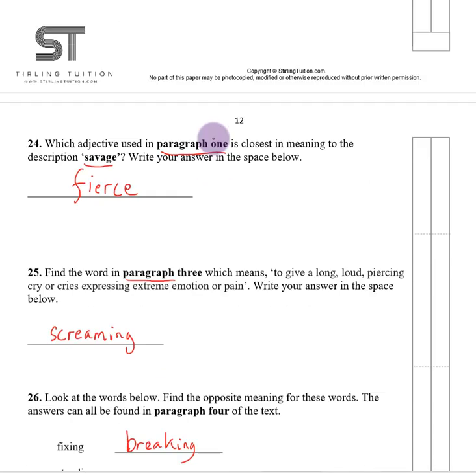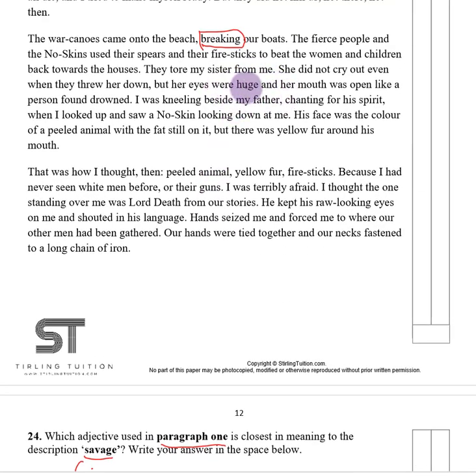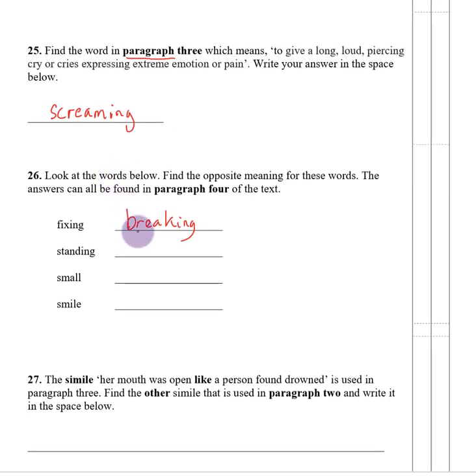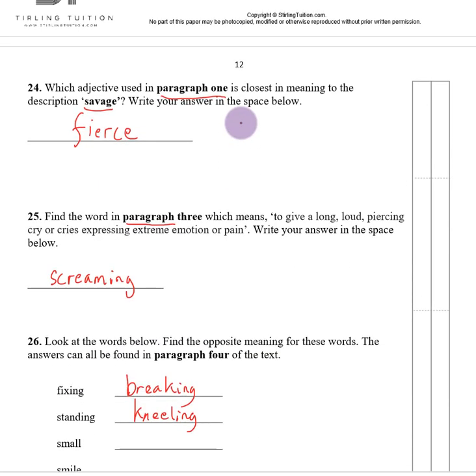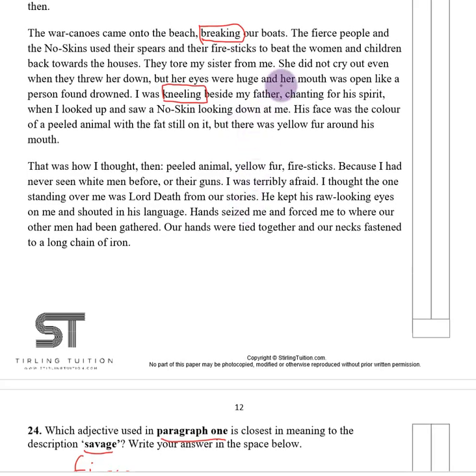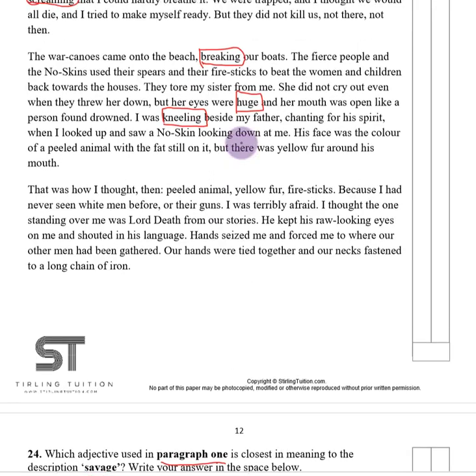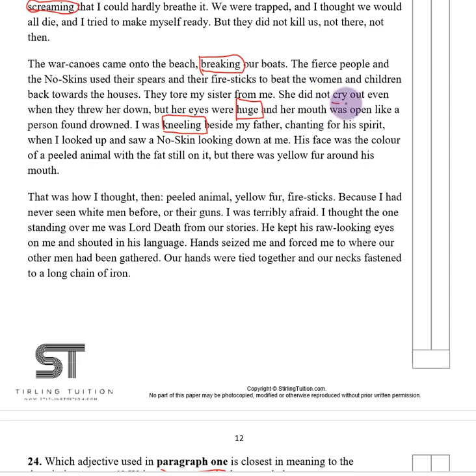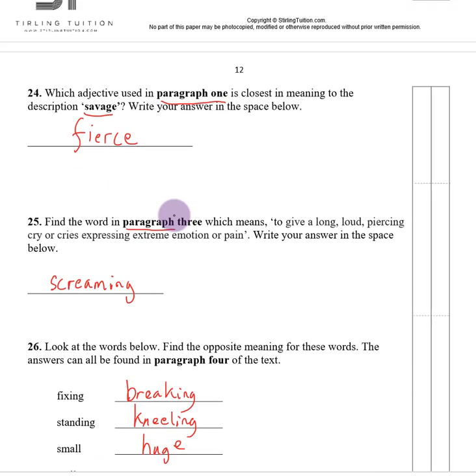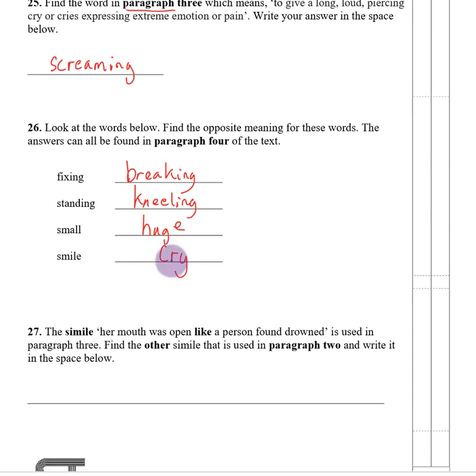And then standing. Another word for standing, if we look here, is kneeling. So instead of standing, he was kneeling by his father's side. So kneeling. And then small, so something that means big, basically. If we look here, we can see the word huge. So the opposite of small is huge. And then finally, smile. The opposite of smile is actually this word here, cry. So the opposite to smile, I will put there as cry.